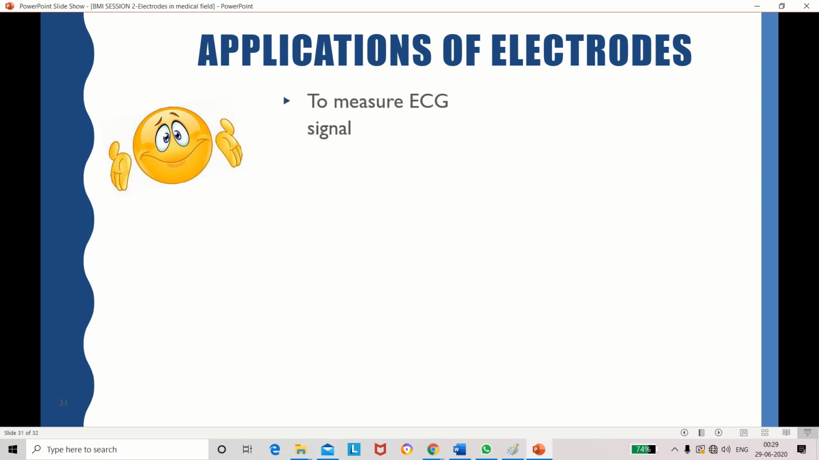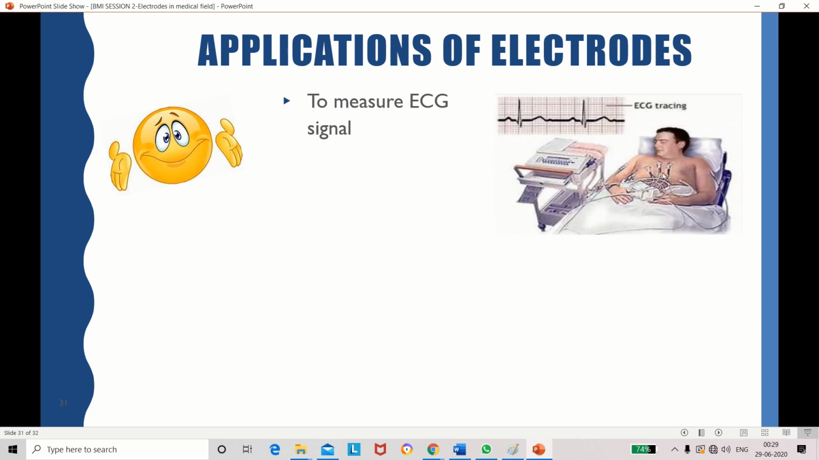Already we know that it is used to measure the ECG signal. ECG means, do you remember? Electrocardiography. It belongs to the heart. See this figure? Here we are fixing the electrodes on the chest of the patient, and these electrodes are connected with the ECG machine. This machine will display the ECG signal, and it is connected with the printer, and we are recording the signal.